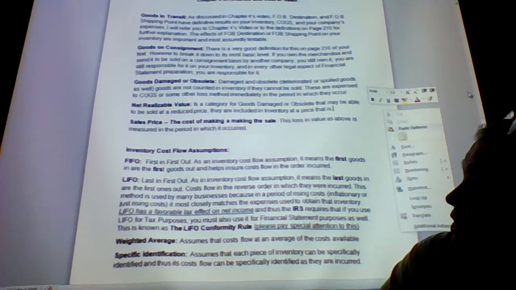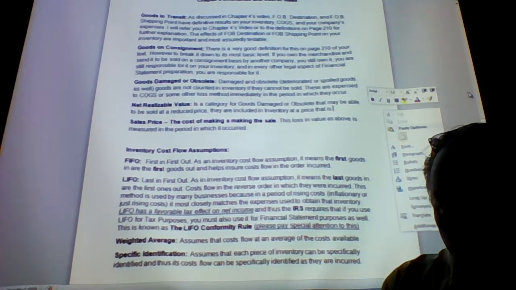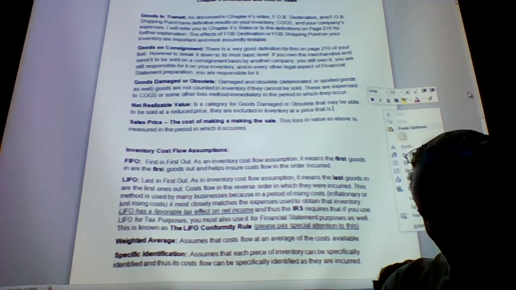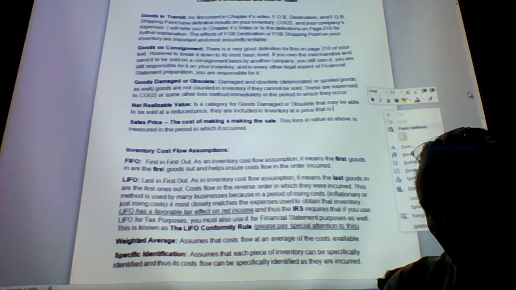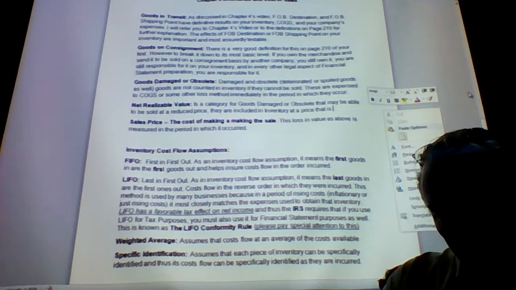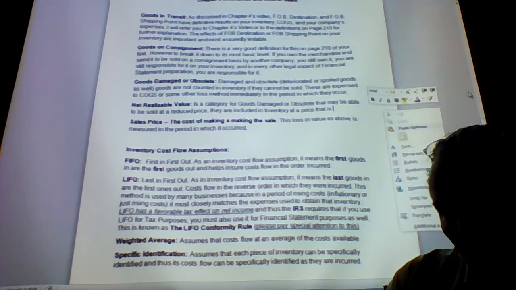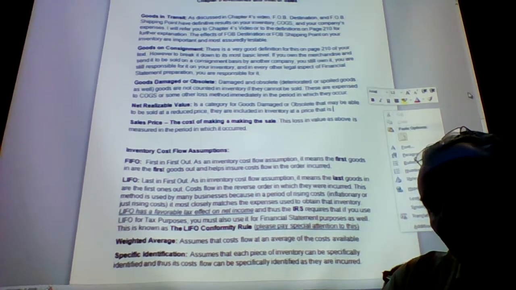Free on board shipping point, the seller has responsibility until it lands at the buyer's point of destination. What that means is that the seller has all responsibility for the inventory for the entire time it's in transit until it is delivered to the buyer's place of business or home. What that means, though, is that any costs incurred for shipping have to be expensed immediately in the period in which they occurred for selling that item and then shipping it to the buyer.